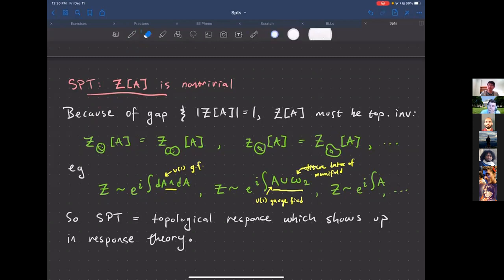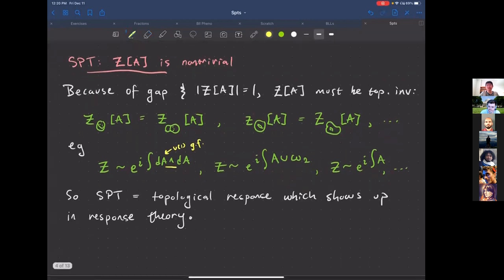Anyway, the point is that what an SPT is, in the way I've described it so far, is a gapped system with no degenerate degrees of freedom, which when gauged, when coupled to these domain walls, produces phases like this for the partition function.